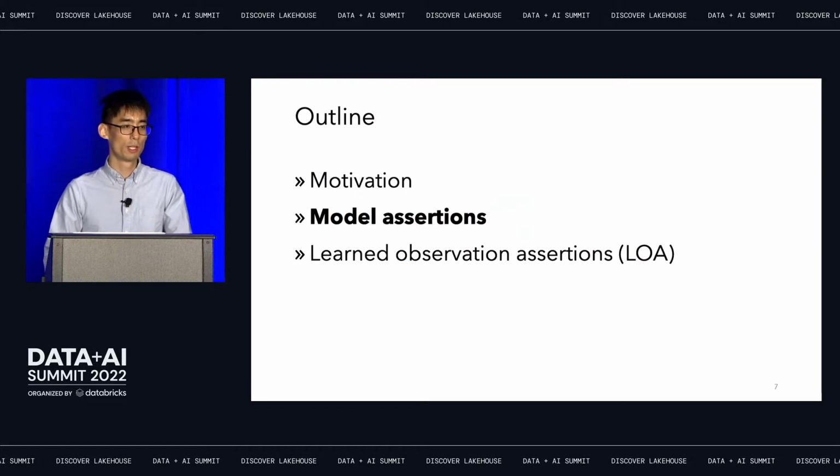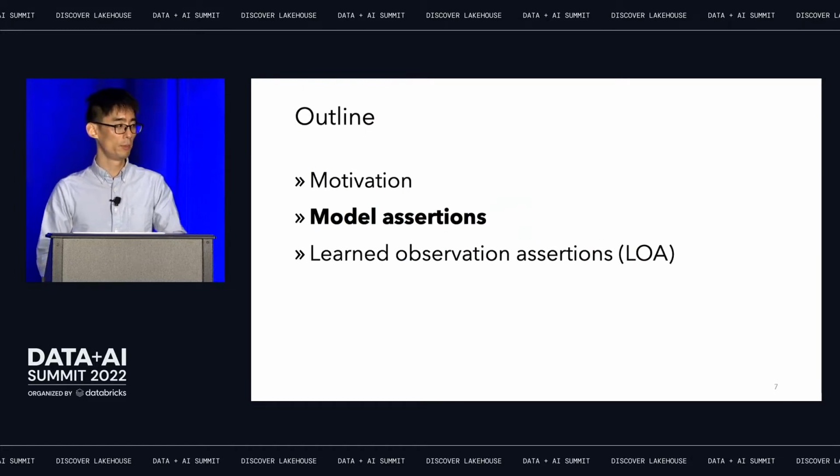In this talk, I'll describe two abstractions we developed to find errors in these ML models and these labeling pipelines. The first are model assertions, and the second are learned observation assertions. I'll go through each of these in turn, starting with model assertions.